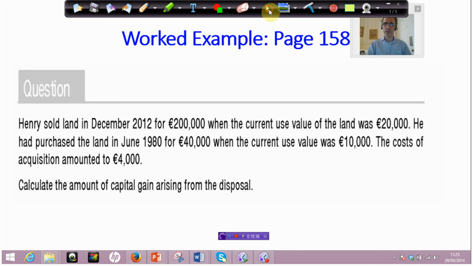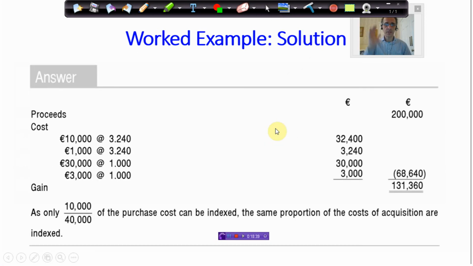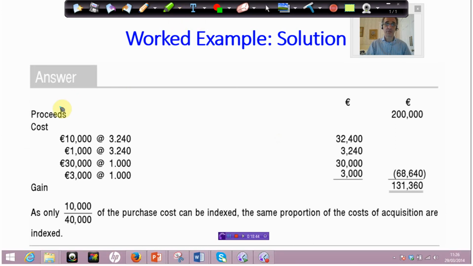Okay, so let's look at the answer to this. As you can see, in terms of the proceeds, they are just the proceeds. In other words, there's nothing unusual that we need to do with that, albeit for the fact that the question writer in this case mentioned that there was a current use value that was different from the proceeds. That doesn't affect our computation, in other words, it doesn't affect our three-liner, because if the proceeds are 200,000, as far as the revenue is concerned, that's the proceeds that you're going to use. We don't mess around with that area. That doesn't impact upon our indexation relief restriction.